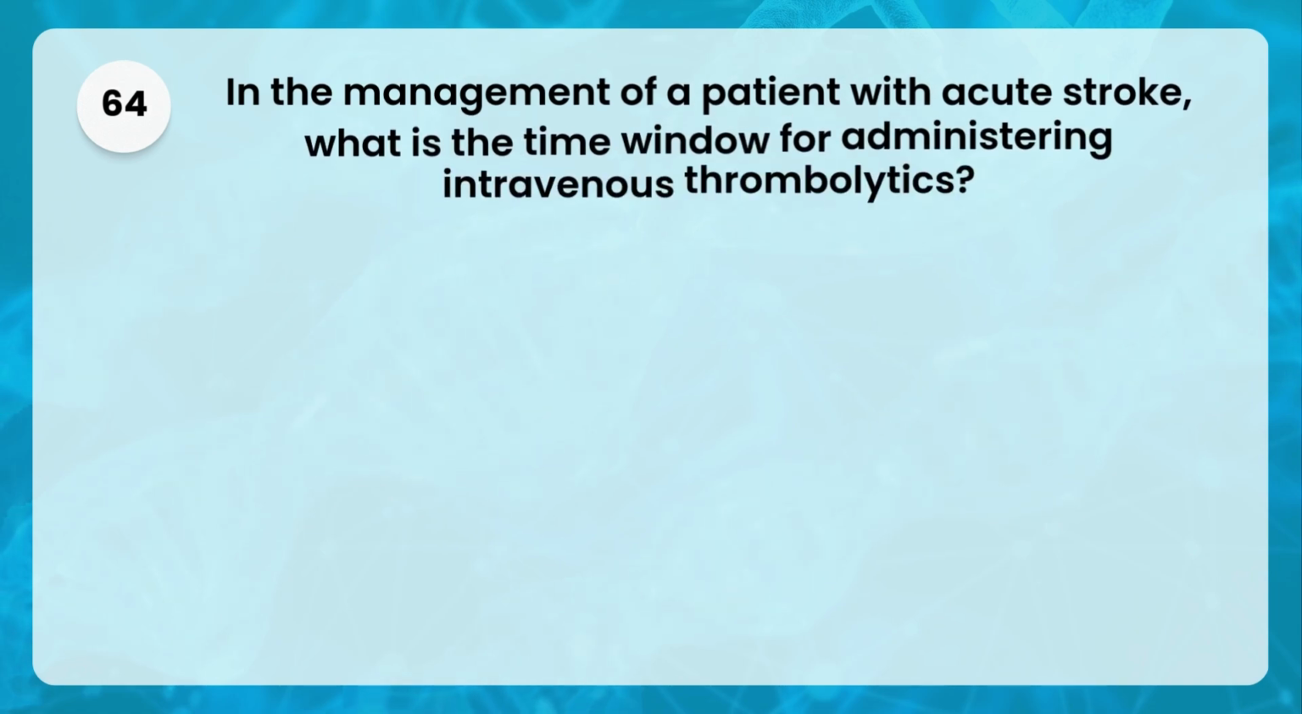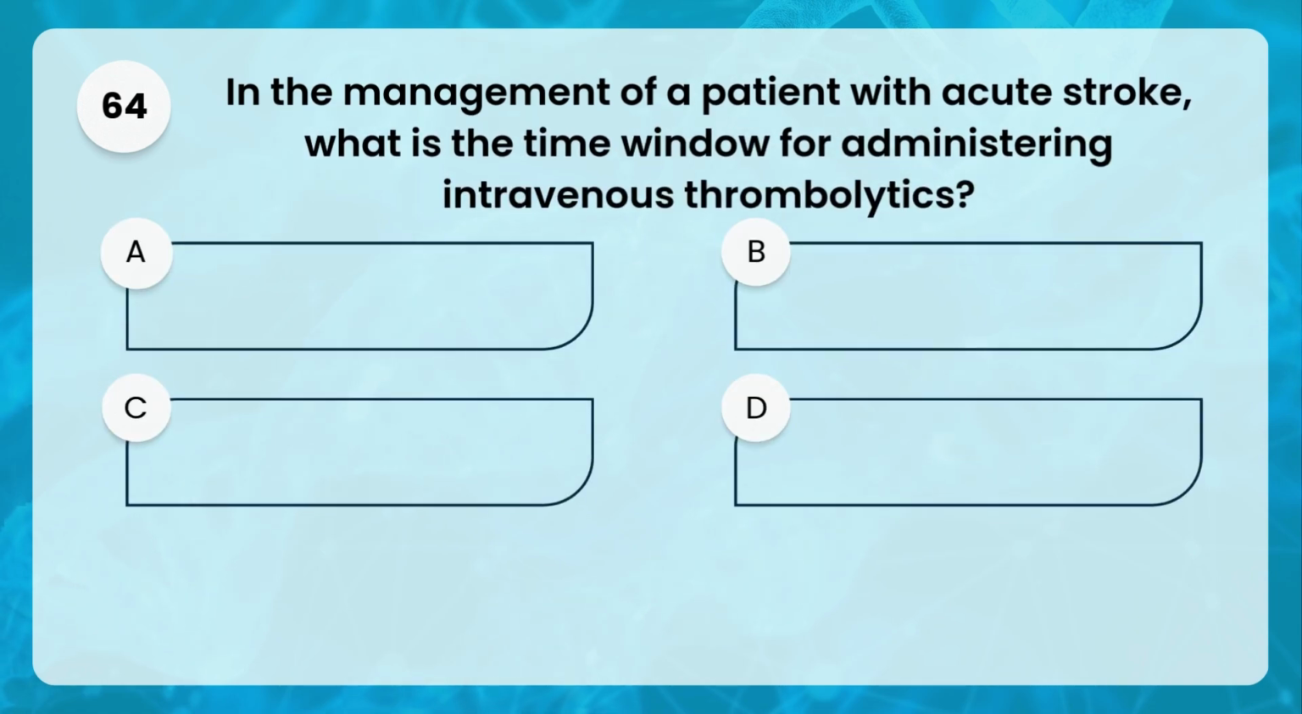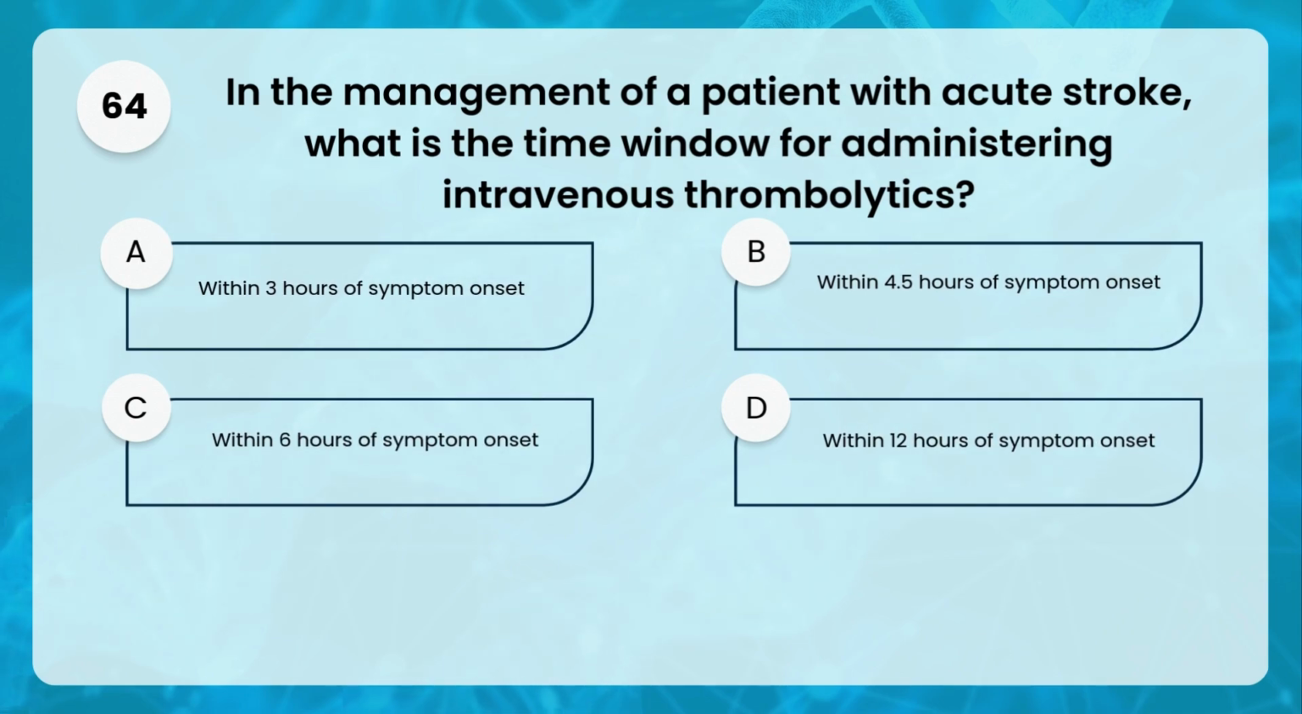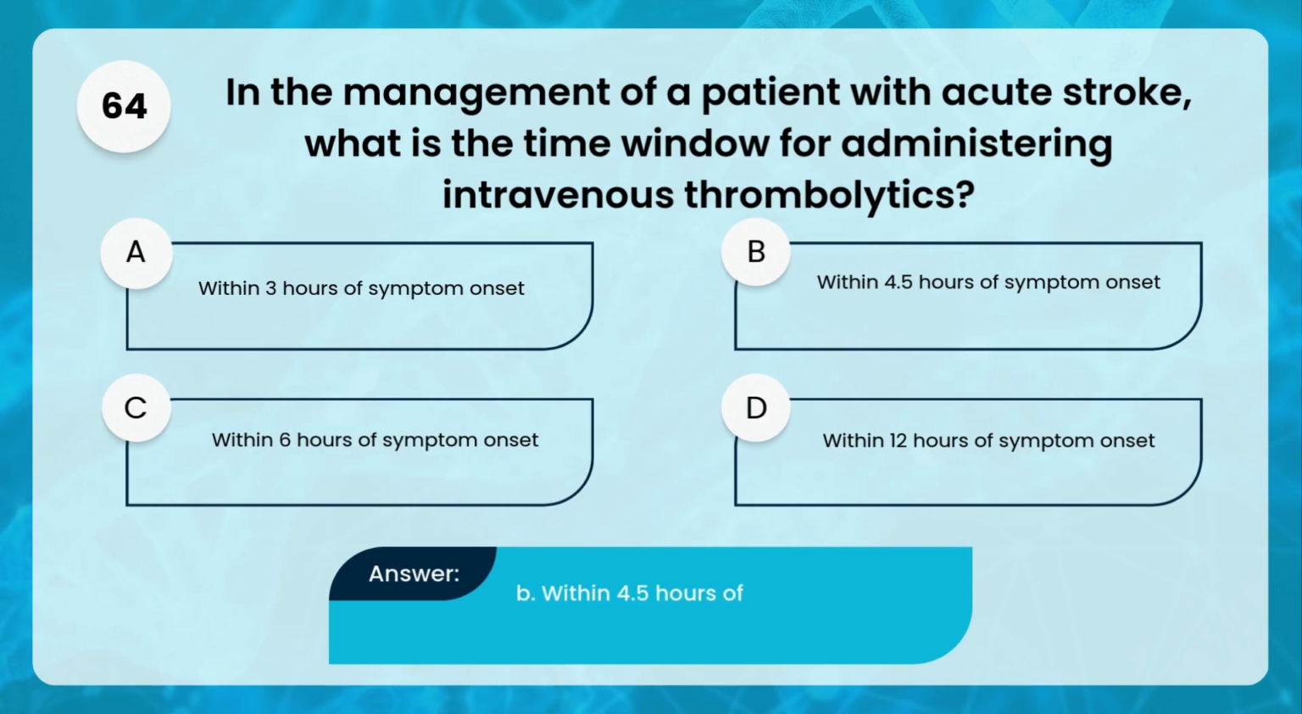64. In the management of a patient with acute stroke, what is the time window for administering intravenous thrombolytics? A. Within 3 hours of symptom onset, B. Within 4.5 hours of symptom onset, C. Within 6 hours of symptom onset, or D. Within 12 hours of symptom onset? The answer is B. Within 4.5 hours of symptom onset.